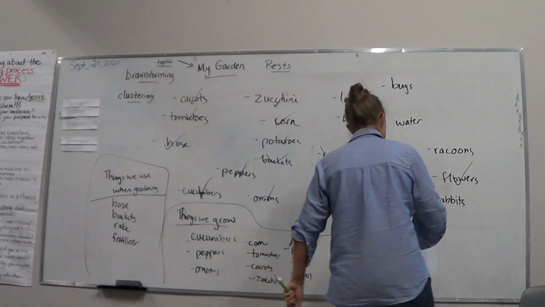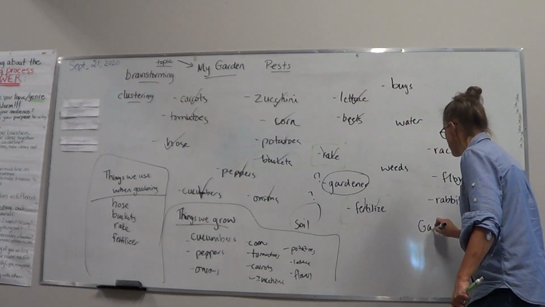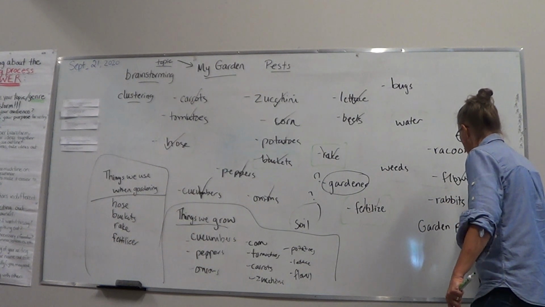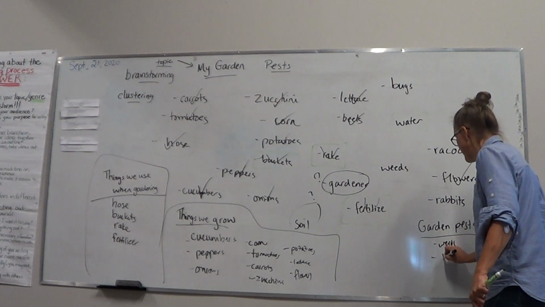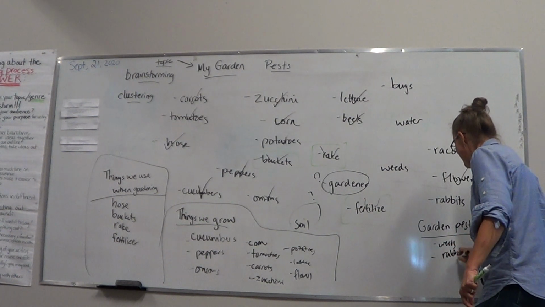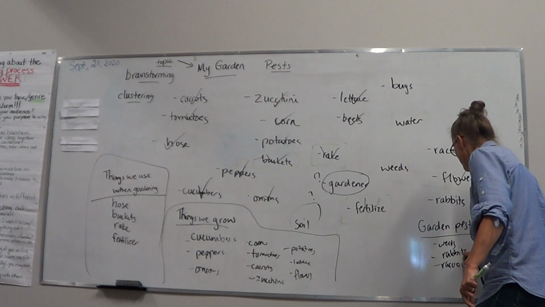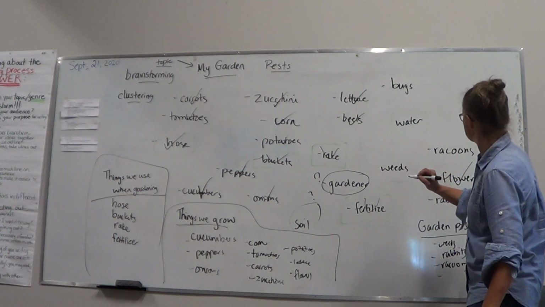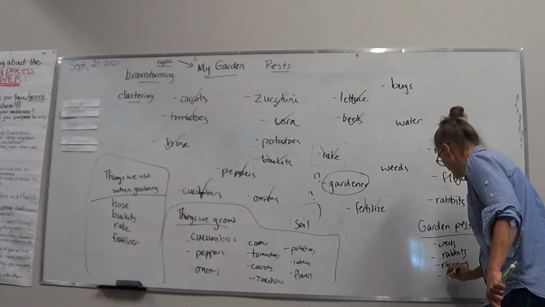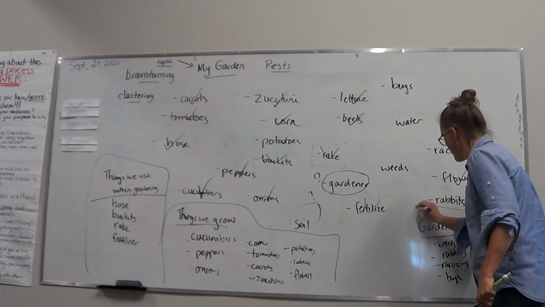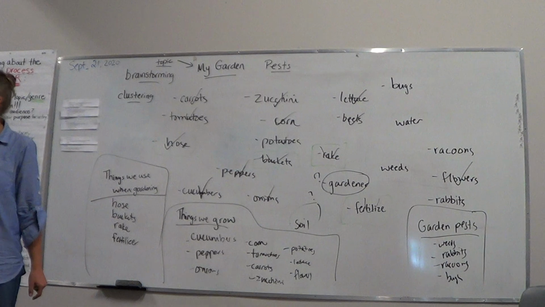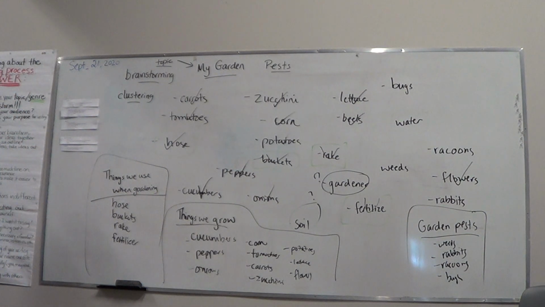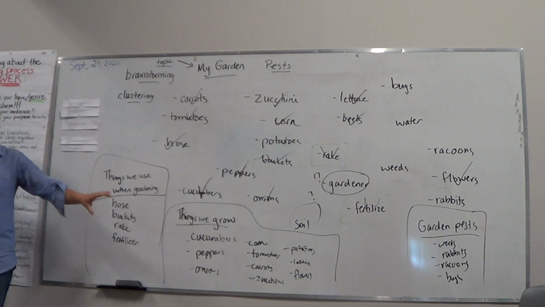Yeah. So what if we called this group garden pests? Would that make sense? Yeah, and our garden pests are weeds, number one probably, right? Rabbits, raccoons, what else? Bugs. Yeah. Okay, now we have ideas, and we can think about, which order would we put these in?